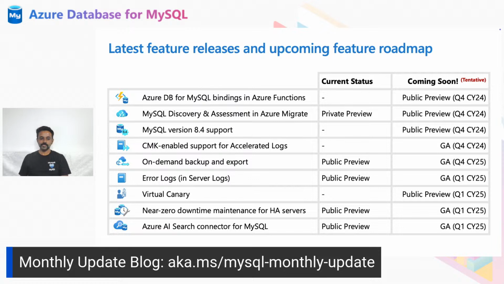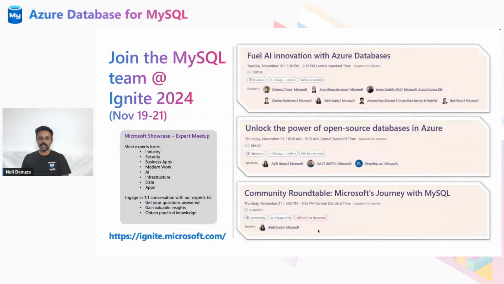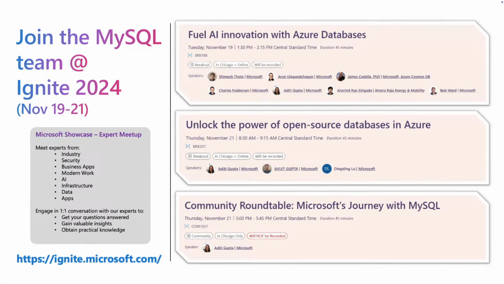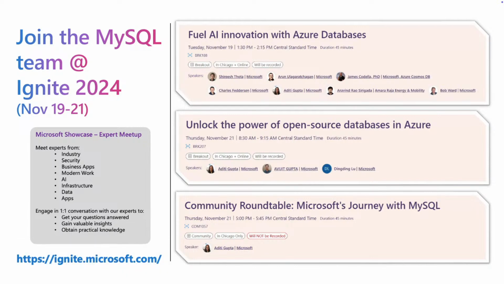Before we close out, one other announcement is about Microsoft Ignite 2024, which is right around the corner. The conference will be held in Chicago from November 19th to 21st. Do register today and join us. Alternatively, we can also provide a free digital pass to attend a few of the sessions and experience it online.